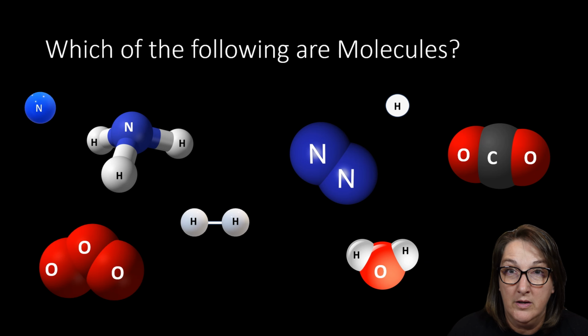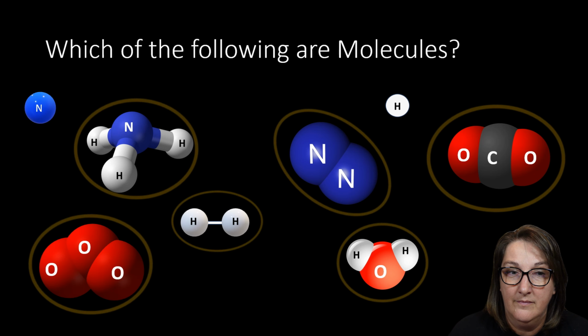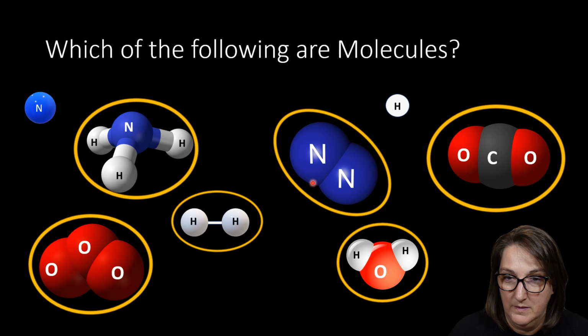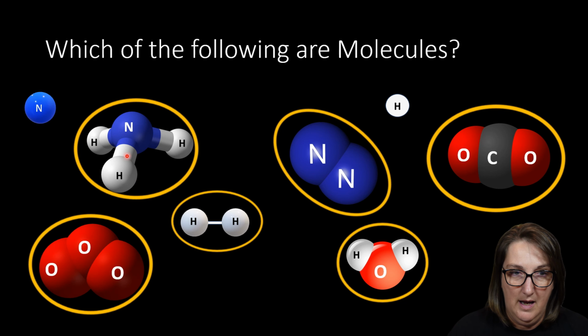So which ones are molecules? These are all molecules, because there's more than one atom bonded together. I have more than one here, more than one here. Okay, these are all going to be a type of molecule. This is not a molecule. This is an atom because I just have one. This is an atom because I just have one.